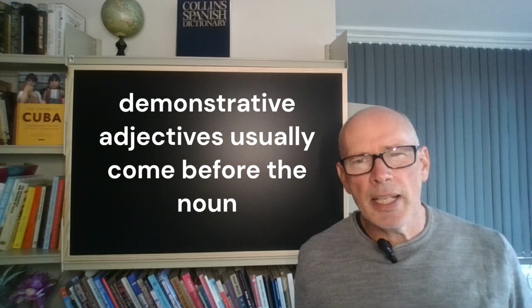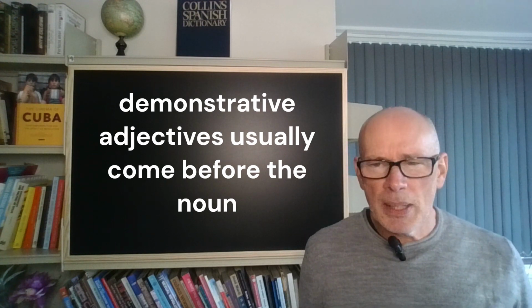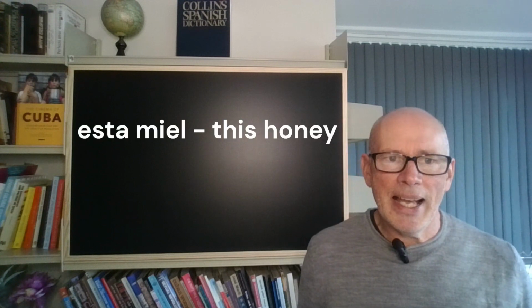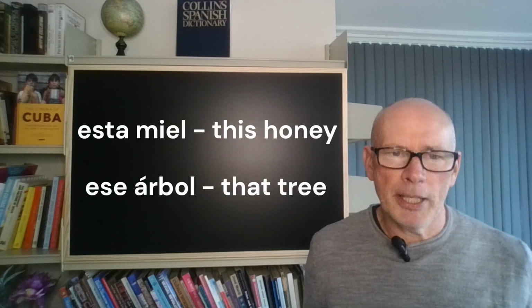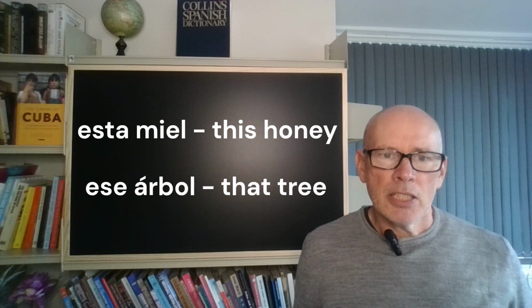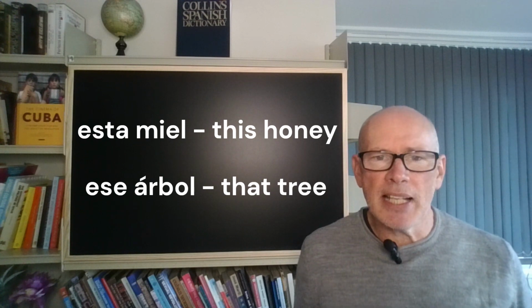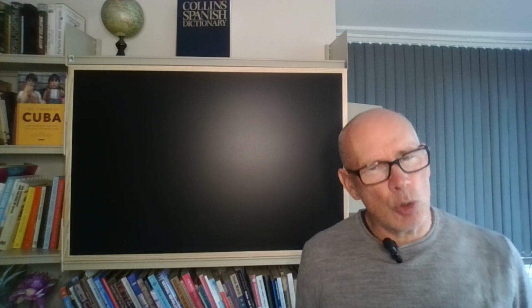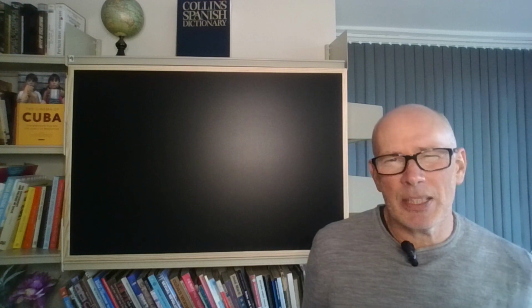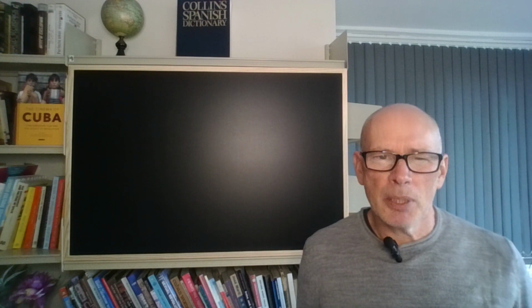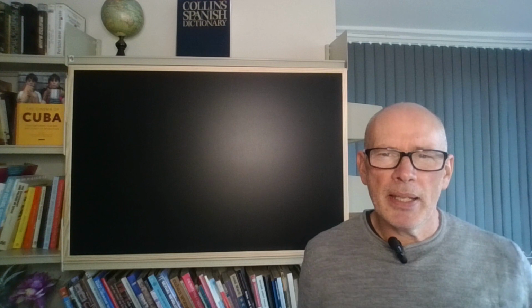So where do you put these demonstrative adjectives in a sentence? Well, usually before the noun. For example, esta miel, this honey, or ese árbol, that tree. Sometimes they can be put after the noun, but this could, though not always, imply sarcasm or criticism of some sort. Let's just compare these two.